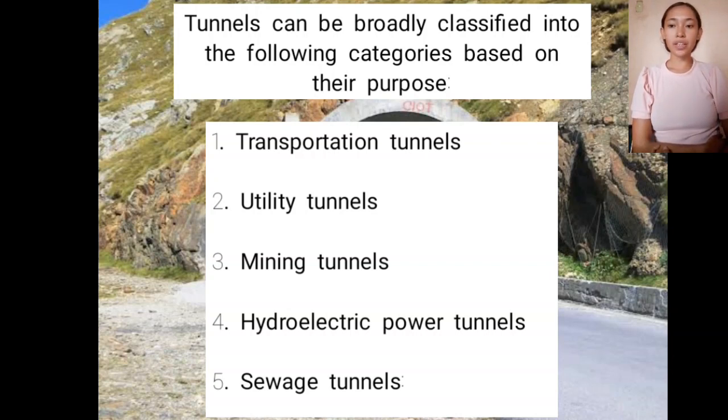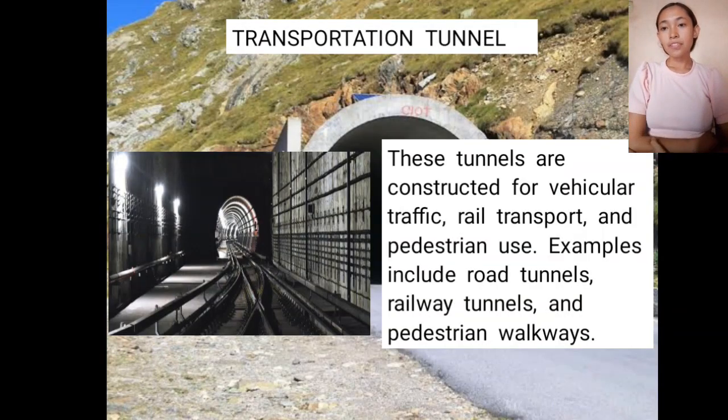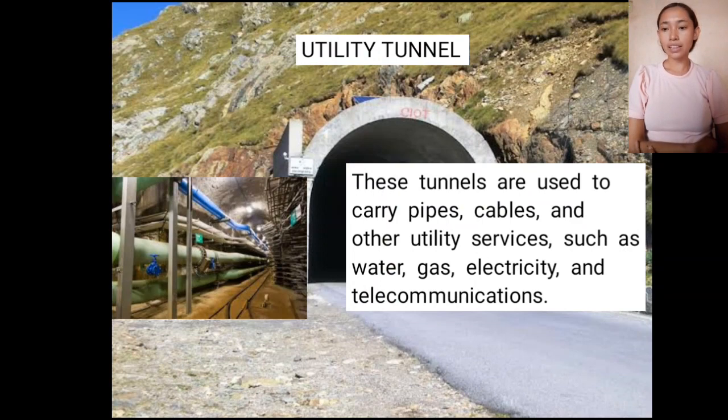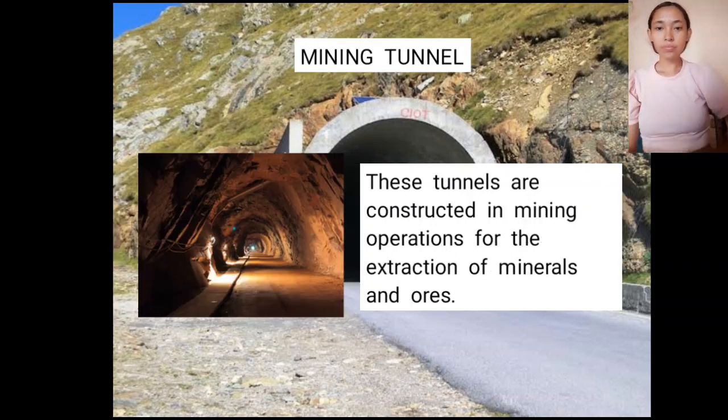Fifth is sewage tunnels. First is transportation tunnel. These tunnels are constructed for vehicular traffic, rail transport, and pedestrian use. Examples include road tunnels, railway tunnels, and pedestrian walkways. Second is utility tunnel. These tunnels are used to carry pipes, cables, and other utility services such as water, gas, electricity, and telecommunications. Third is mining tunnel.